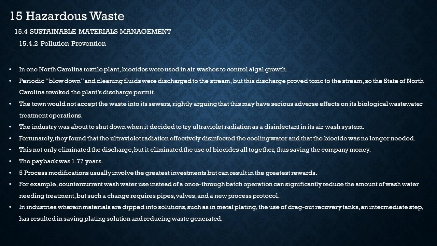In one North Carolina textile plant, biocides were used in air washes to control algal growth. Periodic blowdown and cleaning fluids were discharged to the stream, but this discharge proved toxic to the stream, so the state of North Carolina revoked the plant's discharge permit. The town would not accept the waste into its sewers, rightly arguing that this may have serious adverse effects on its biological wastewater treatment operations.